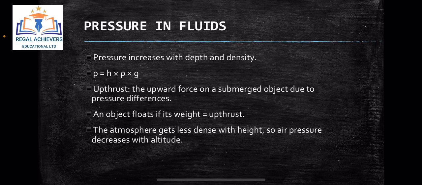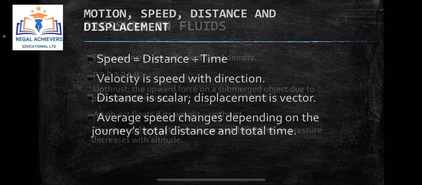So the upthrust is the upward force on a submerged object due to pressure difference. So an object floats if its weight is equal to the upthrust. The atmosphere gets less dense with height, so air pressure decreases with altitude.